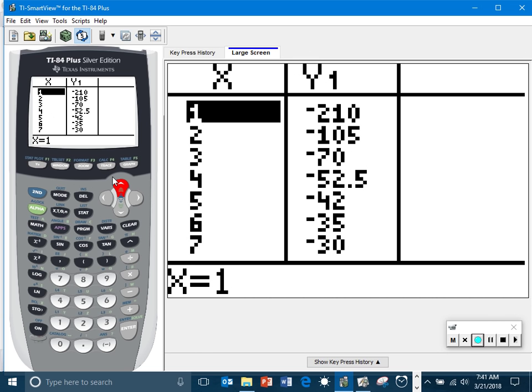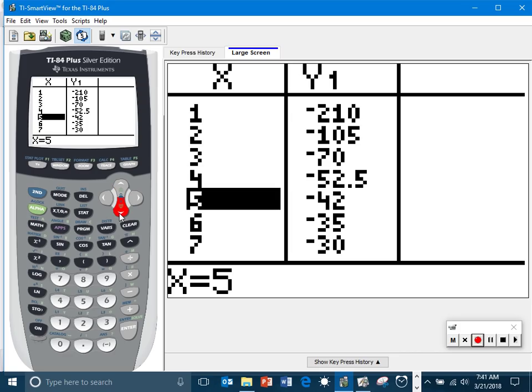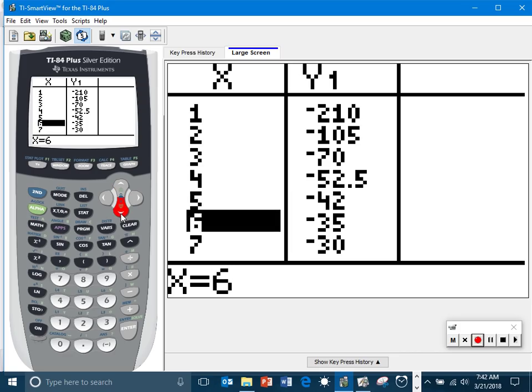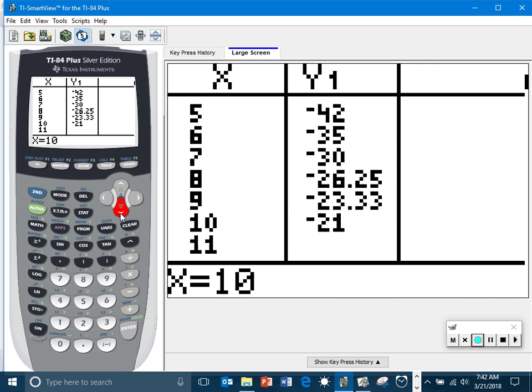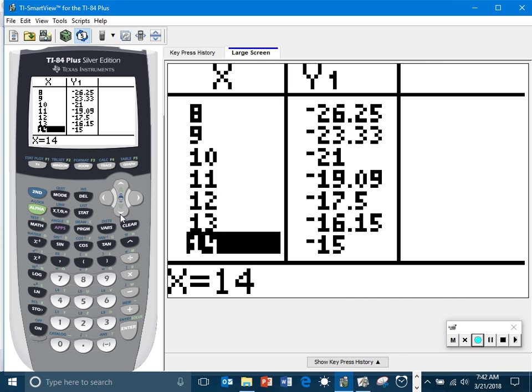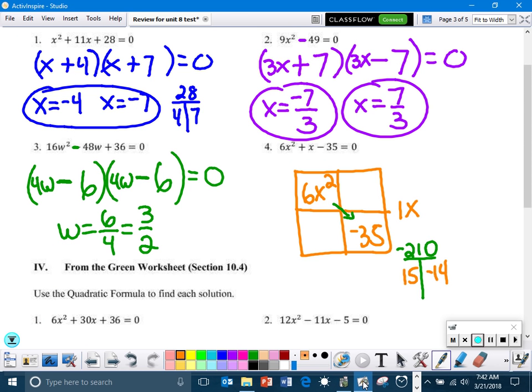So for example, 1 and negative 210, 2 and negative 105, 3 and negative 70. So those are all factors. 5 and negative 42. 6 and negative 35, 7 and negative 30. Okay, and we found out that it was 15 and 14. Okay, well, there it is, 15 and negative 14. All right, if you don't want to use that trick, that's fine. All right, so in one box, I'm going to put 15x, and in the other one, I'm going to put negative 14x.